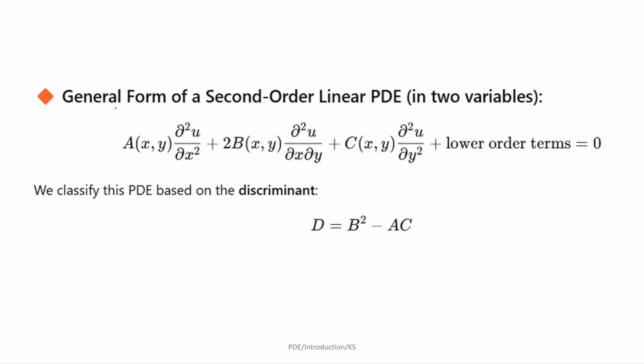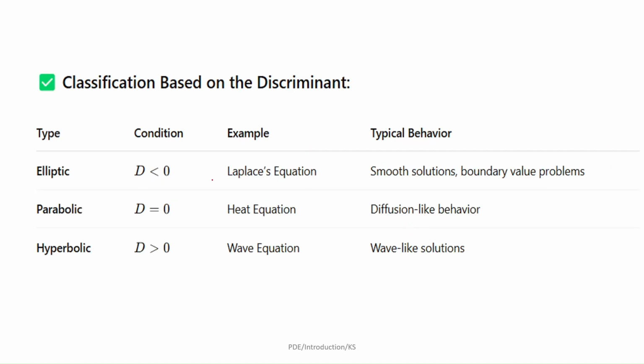As we know, the general form of a second order linear PDE in 2 variables is A del 2u del x2 plus twice B del 2u del x del y plus C del 2u del y2 plus lower order terms equals 0. We classify this PDE based on the discriminant D equal B square minus AC. When D is less than 0, the type is elliptic. When D equals 0, the type is parabolic. And when D is greater than 0, the type is hyperbolic.